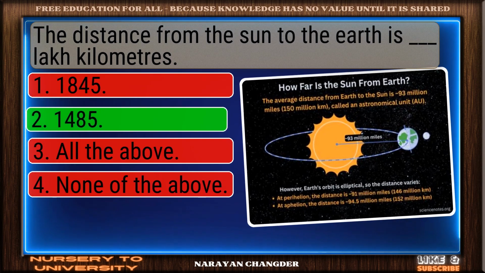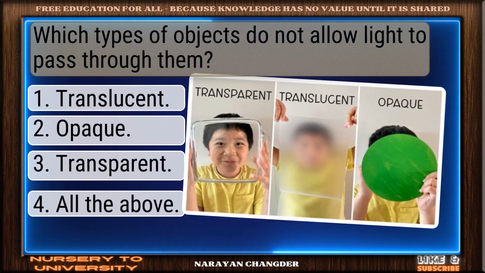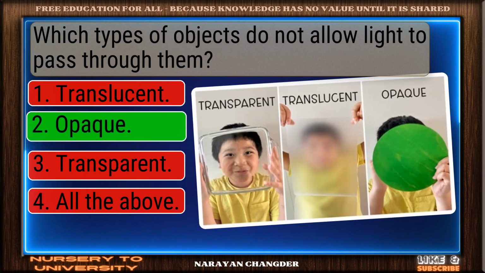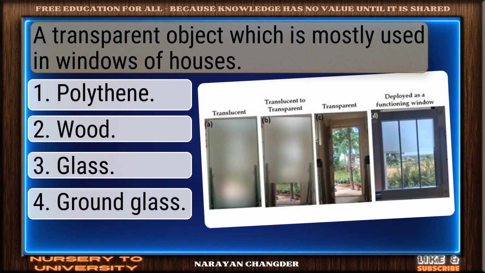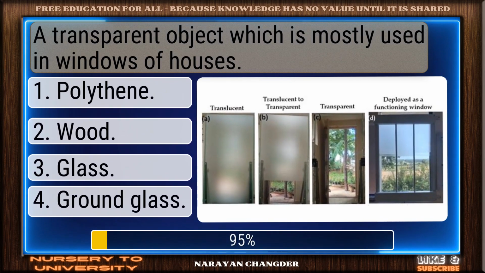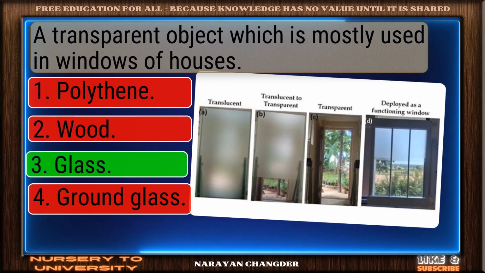Valid point. 1485 is true. Which types of objects do not allow light to pass through them? Smart move. Opaque is an accurate answer. A transparent object which is mostly used in windows of houses. Nice selection. Glass is the correct and valid answer.